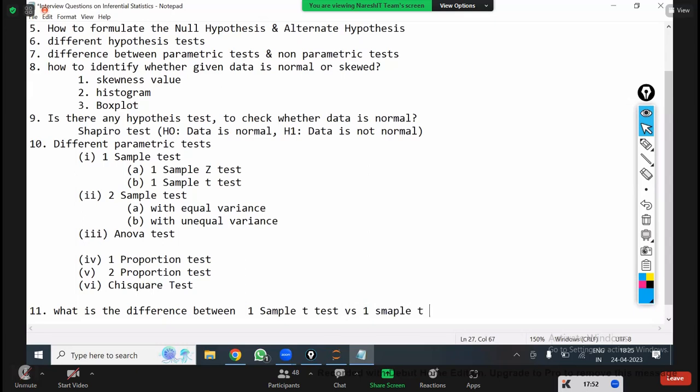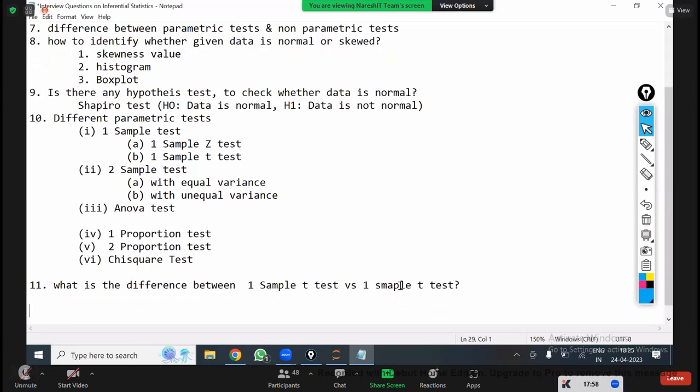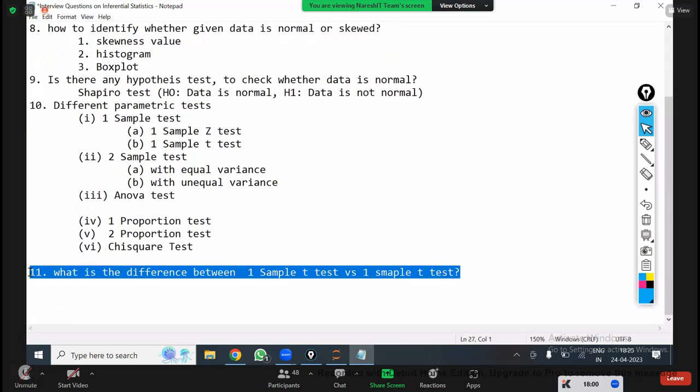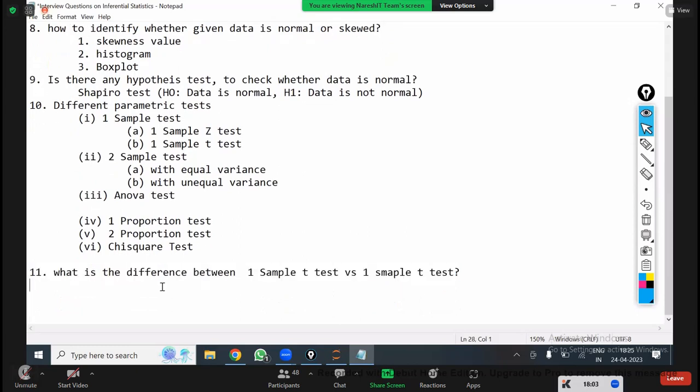It means the population standard deviation is known, and if you work on the population standard deviation, then we have to work on the one sample z-test. If the population standard deviation is unknown, then in that case, we have to work on the sample standard deviation. In that case, we are going to select the one sample t-test, right? That is the difference between these two.